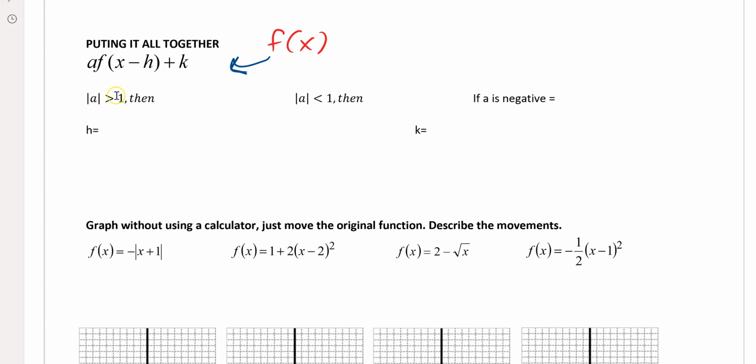So if you have absolute value of A is greater than 1, that's when our A is like 3 and 4 and 5, right? Then we end up getting a vertical stretch. And if A is less than 1, then we get a vertical shrink or compress. And if A is negative, it reflects across the x-axis.